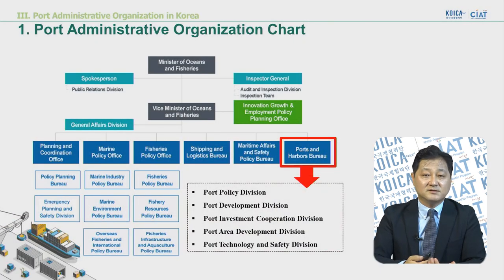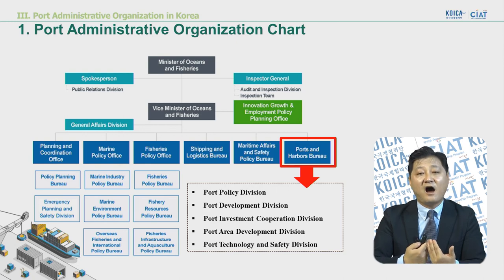The Ministry of Oceans and Fisheries is the main administrative body in Korea for ocean-related industries. Sectors such as ports and harbors, shipping and logistics, and fisheries are under this ministry. The ports and harbor bureau oversees the port sectors in Korea, which carries out functions such as establishing port policies, developing ports and harbors, directing port investments, port area developments, technological developments, and regulations of port operations.